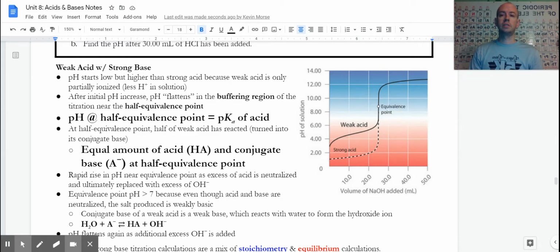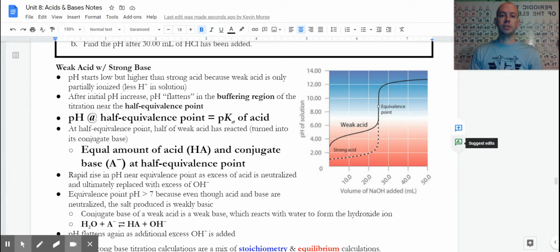So just like the titration of a strong acid with a strong base, the pH starts low because we have an acid. But the pH is not as low because the acid is only partially ionized. There's far less hydrogen ion in solution. After the initial increase in pH, as we neutralize some of that acid, the pH would flatten off. And this flat area here we call the buffering region.